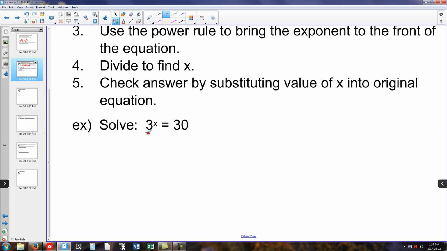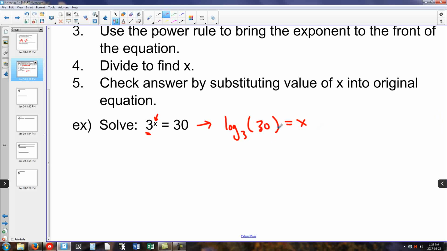So here, I have a base and an exponent. That's all that should be on the left-hand side. So that makes this ready to go into logarithmic form. So I'm going to go ahead and take the log. The base of the log should be base 3, because that's the base of my exponential, of 30 equals x, because x is the exponent, and the log always equals the exponent.